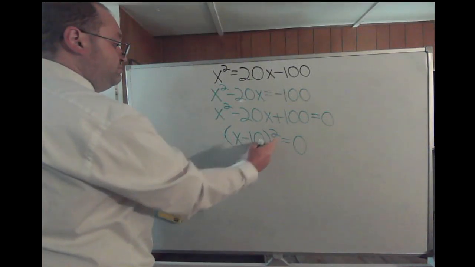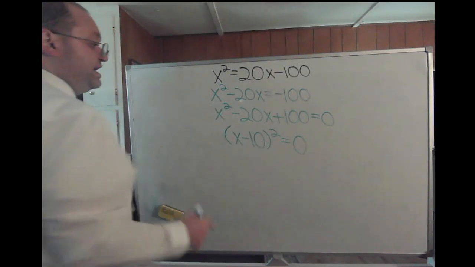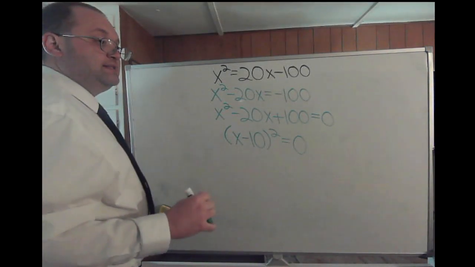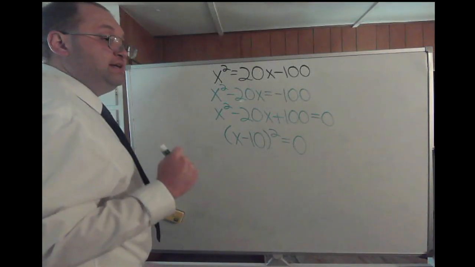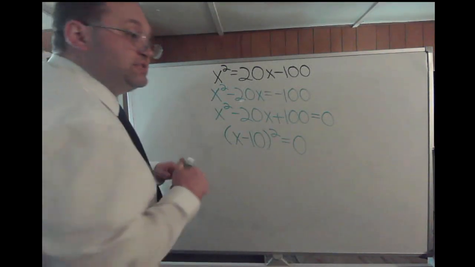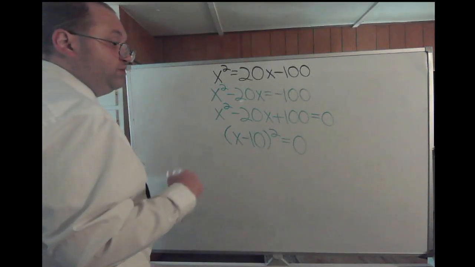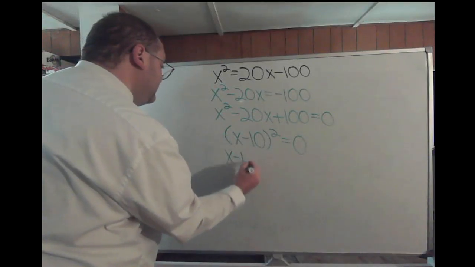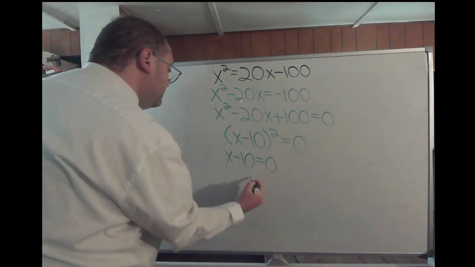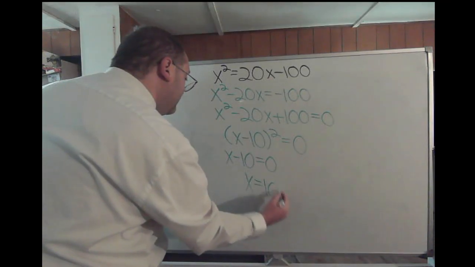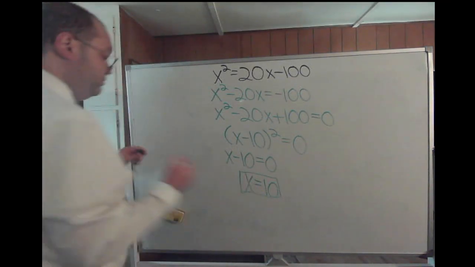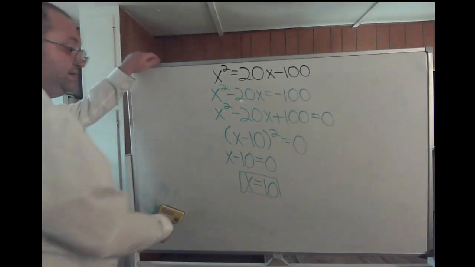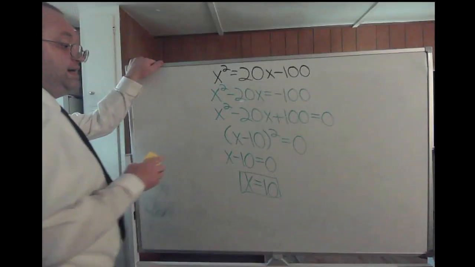So whenever you have a factor to the second power, what that's telling you is you're going to get the same answer twice. It technically still counts as two answers, but we're only going to list one because it occurs twice. We don't need to list it twice even though it occurs twice. You're just going to take that x minus 10, set that equal to 0, and then x would equal 10. Even though it looks like only one solution, this is actually two solutions because 10 occurs twice. So keep that in mind.